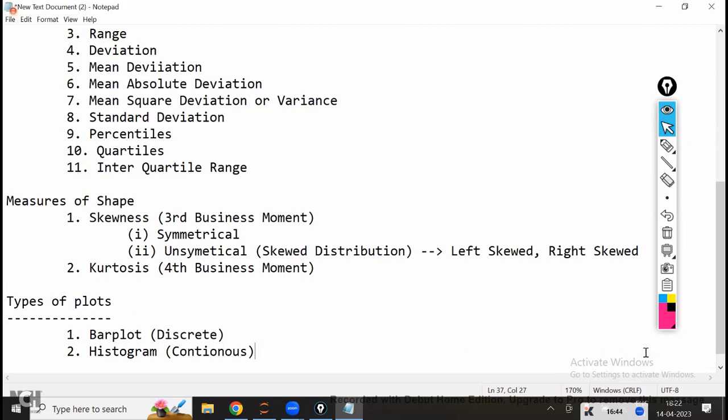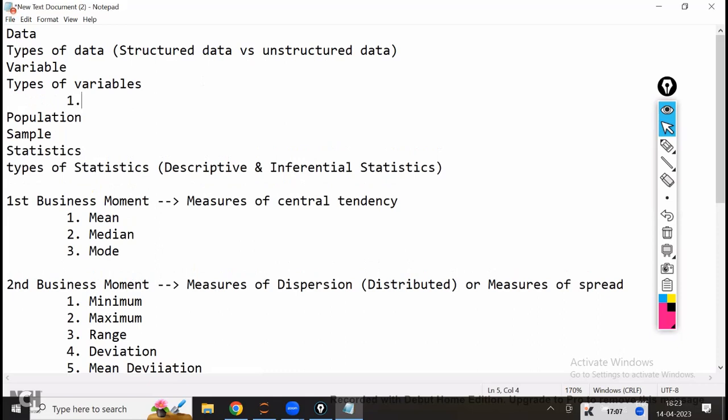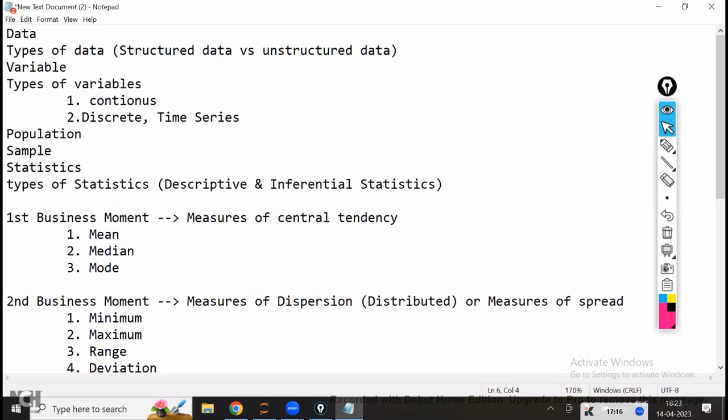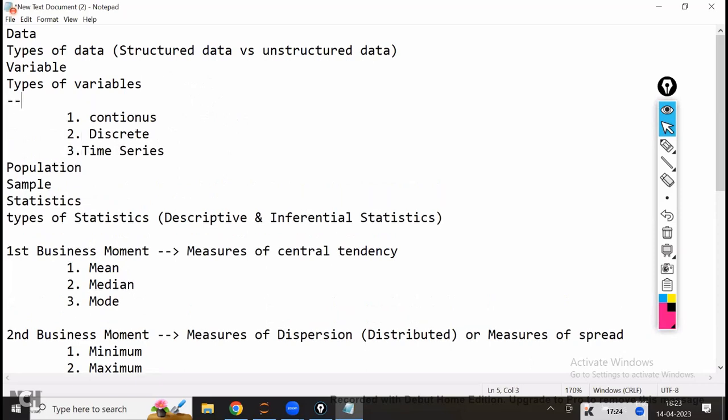So structured data can be discrete, continuous, and what is the third one possible? Time series. Time series is also structured data. I'm writing the types of variables like this: one is called continuous, second is called discrete, and the third one is called time series. These are the different types of variables.